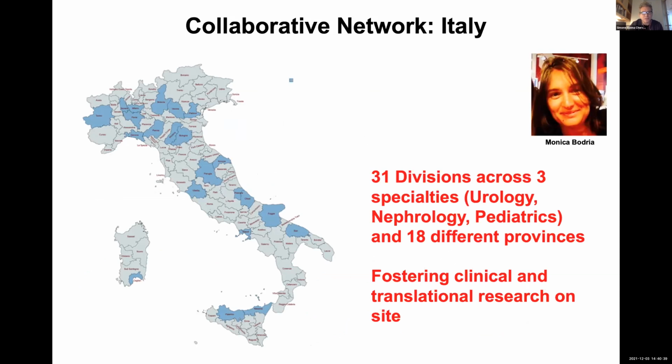But this is not a unidirectional type of work. We are actually returning genetic results. We are helping them and fostering clinical and translational research on site. As a result, they have already obtained over 5 grants from the National Institute of Health in Italy and from the Telethon Foundation for supporting studies on benign urology across Italy.